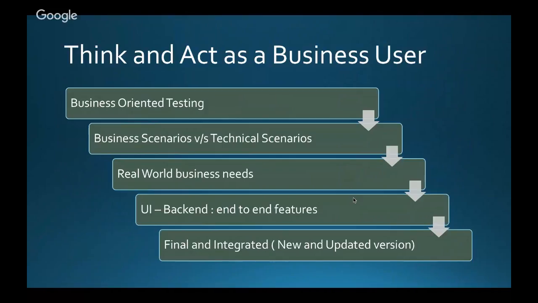Most of the time, when testers start testing in manual or automation testing, they test as per the requirement, as per the development team, as per the business analyst, and they miss the part that ultimately the product is going to be used by users, right? So you have to think like a business user. All your testing should be business oriented testing.